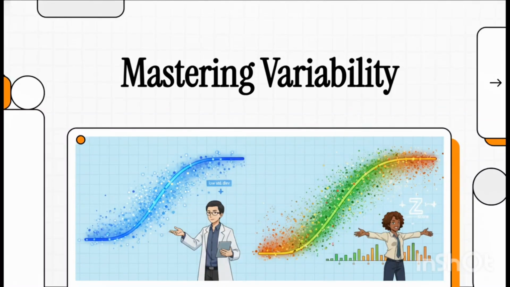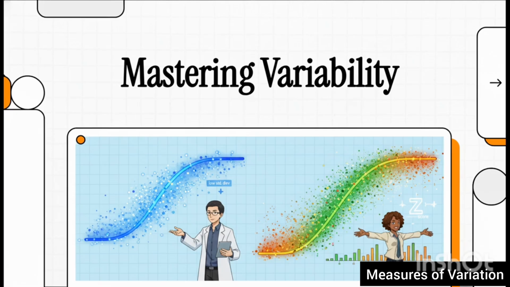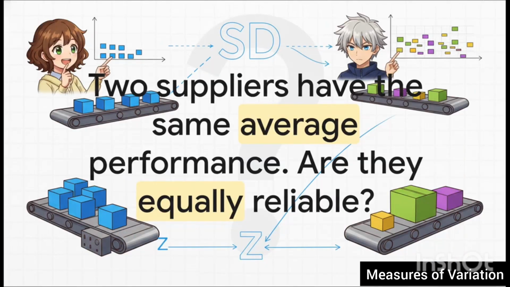All right, everyone, let's dive into a topic that honestly separates the pros from the rookies. We're talking about mastering variability. Because look, it's not just about hitting your average target. It's really all about consistency and predictability. So, let's kick off with a classic scenario, something you'll definitely run into.